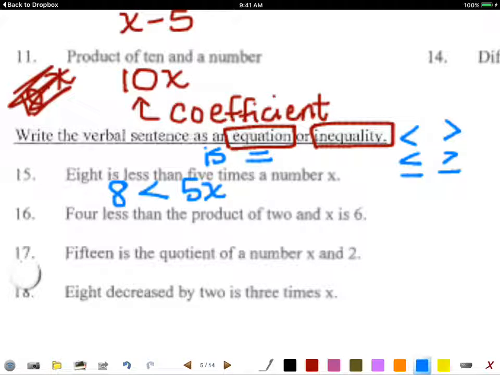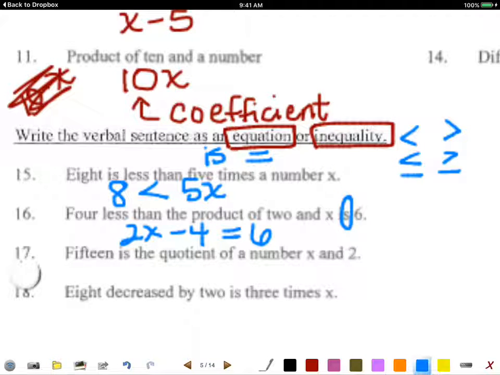Those can be tricky. Number 16, 4 less than the product of 2 and x is 6. So see how that just says 4 less than, not 4 is less than? So 4 less than the product of 2 and x. How do we write that much? 4 less than the product. Jackson? 2x minus 4. And then is 6, equals 6.